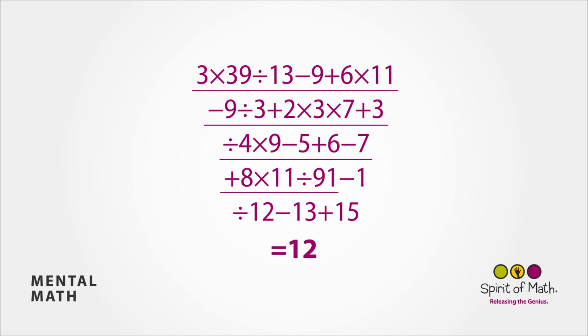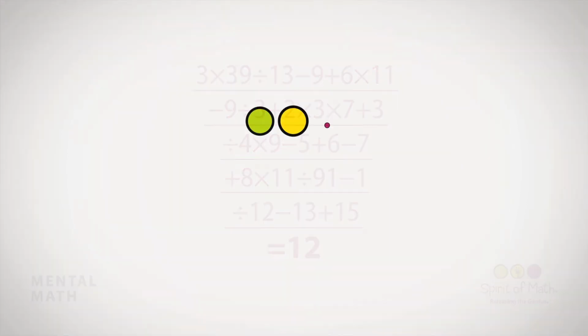Dividing that by 91, you're taking out the 7 times 13 and you're left with 121, which is where you're at right now. Subtracting 1 gives you 120. Divide that by 12 is 10. Subtract 13 is negative 3, and add 15 at the end gives you 12. How did you do?